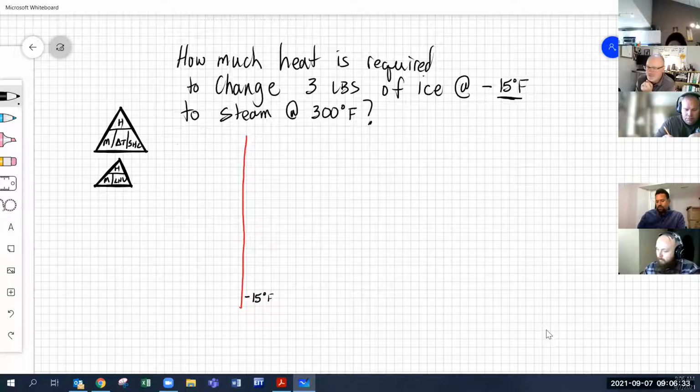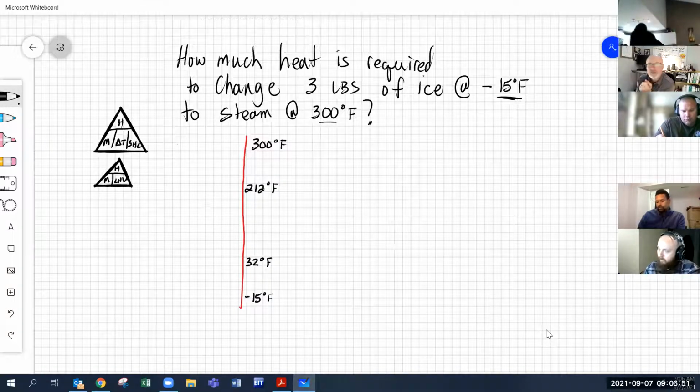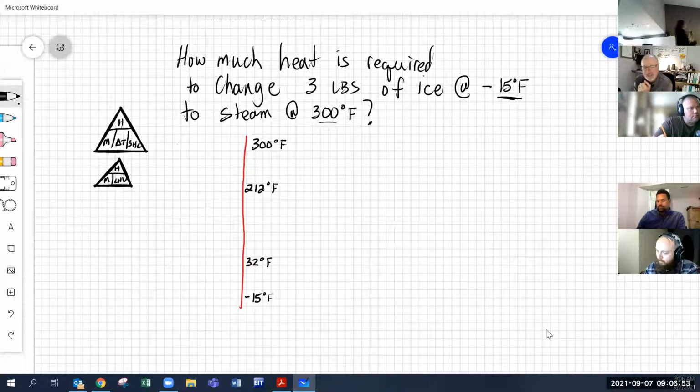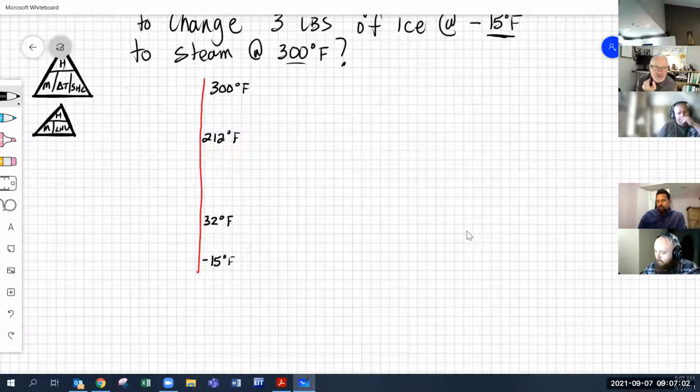And then what is the freezing point again? I think it's 32. I always write that down. And then I write the boiling point, 212. And then I'm going all the way up to 300. So what I do is I write these down so I can see where they go. And then I can now start my equation.